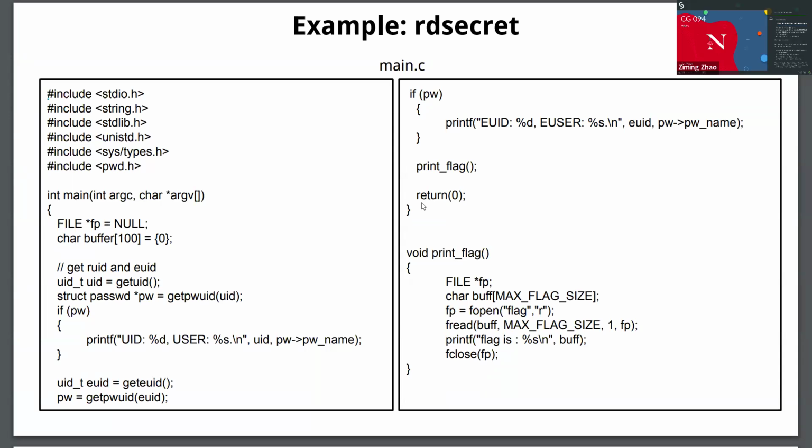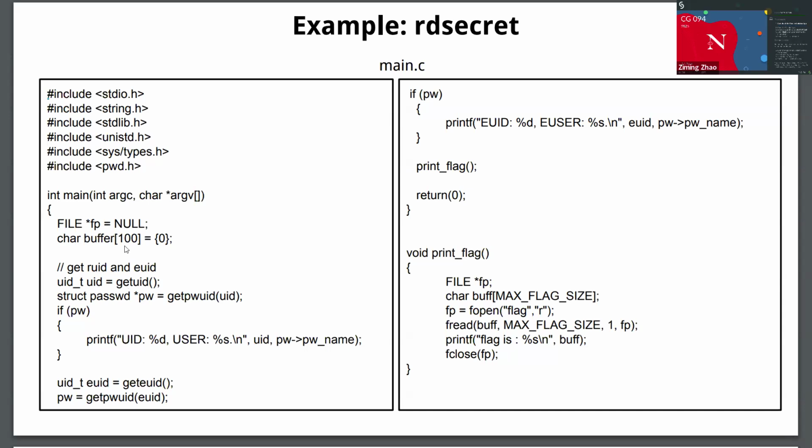There's a main function. This is a main function. We are going to set this program as a set UID program, okay? The program will first get the UID. When this program runs, it will first get who is the real UID. So since we log in as the user CTF on our platform, this getuid should get the user CTF.